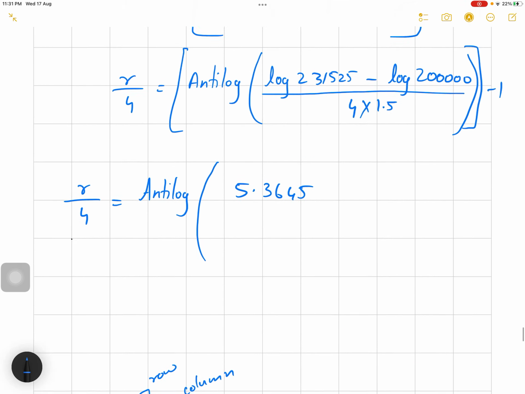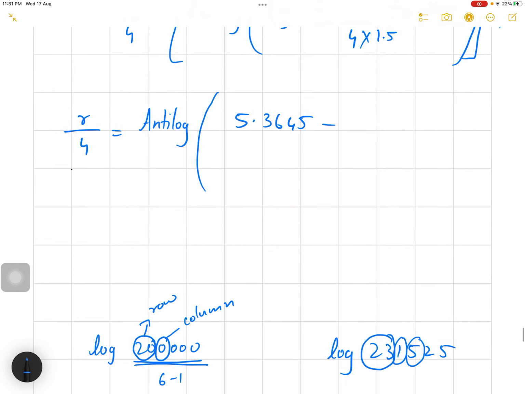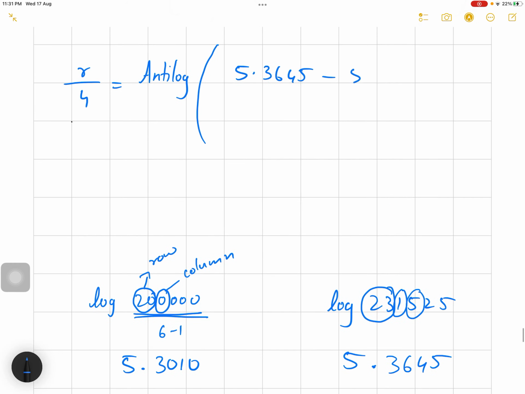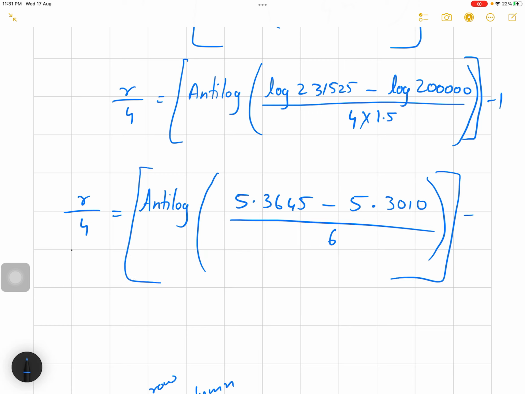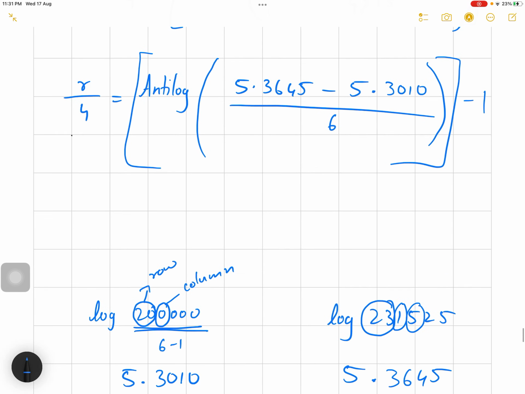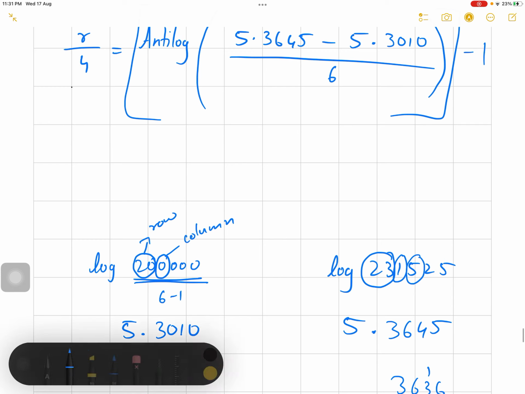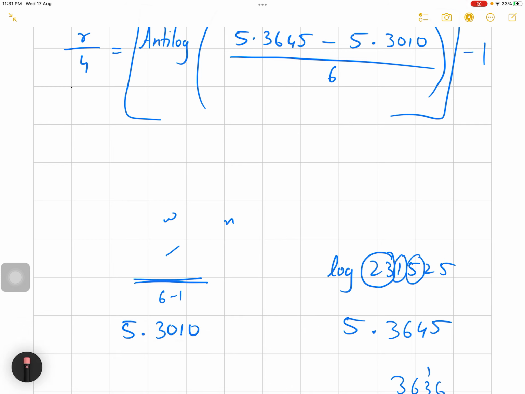5.3645 minus 5.3010, divide by 4 into 1.5. 4 into 1.5 is 6, minus 1. Okay, I will just erase this due to lack of space.